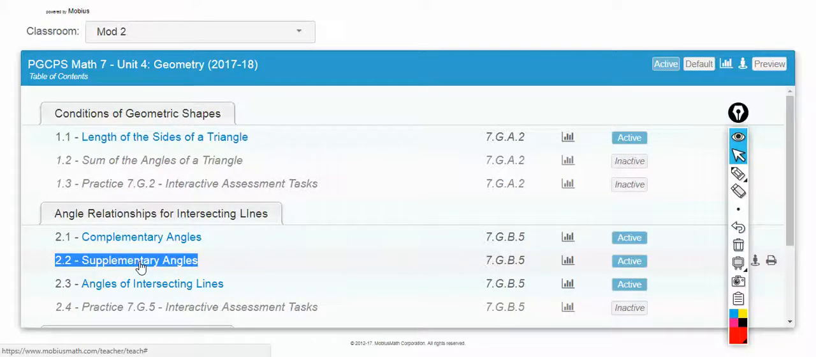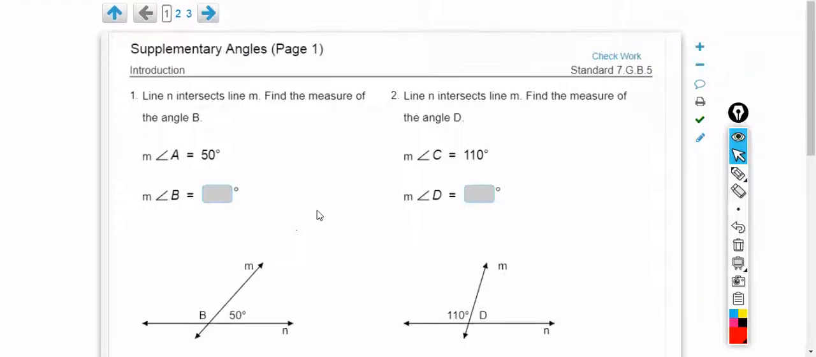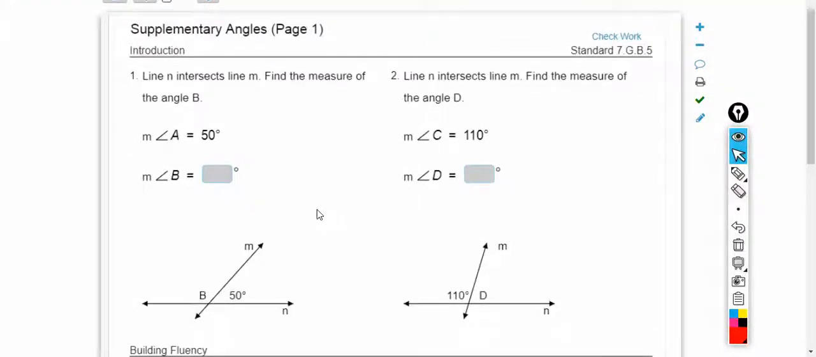Supplementary Angles. Okay, so what we're going to do is go to Supplementary Angles. Take a look, very similar to complementary angles, except for the fact that a supplementary angle, also known as a straight angle, goes 180 degrees.